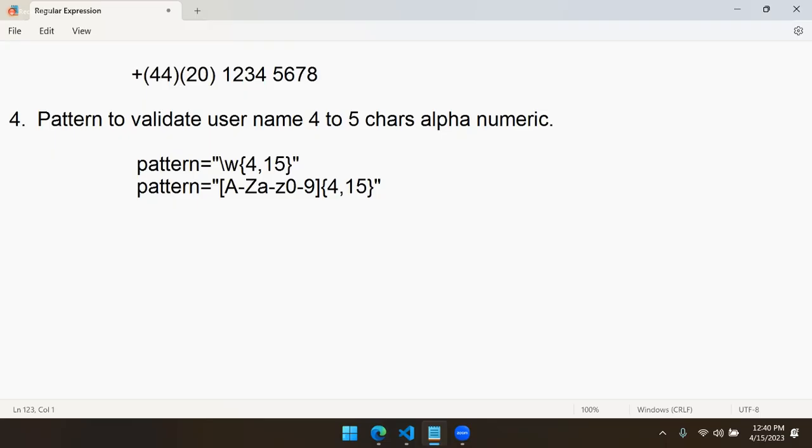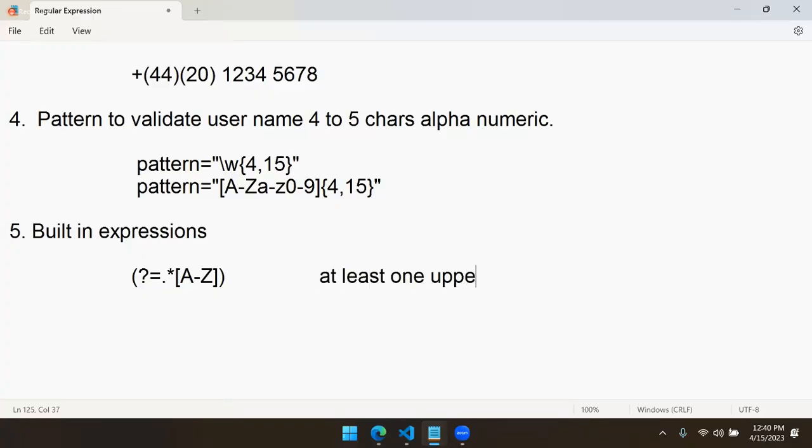Actually, we have ready-made expressions also. Ready-made, built-in formulas. Those built-in formulas are used for validations. Built-in expressions look like this: question mark equal dot star square brace A-Z. That's a ready-made formula. This indicates at least one uppercase letter.